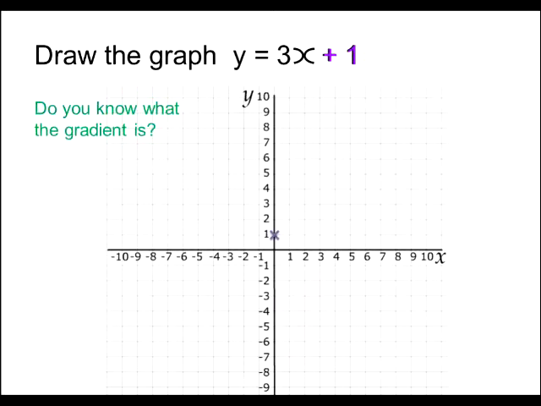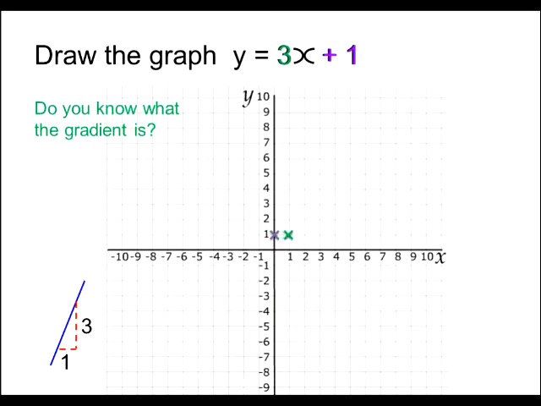Now, the gradient is the bit with the x, which is a 3. Now you've got to think about drawing a gradient of 3. You can do this in many ways, but what is the easiest way of drawing it? What is the smallest triangle you could do to get 3? What are the smallest numbers that when you do dy by dx, you get 3? And that is 3 and 1. So that's what I'm going to do. You could do 2 and 6, 3 and 9, but 1 and 3 is the easiest.